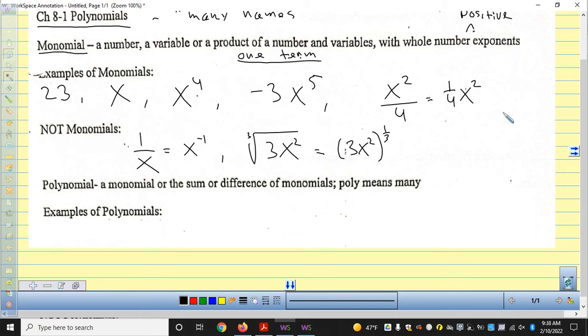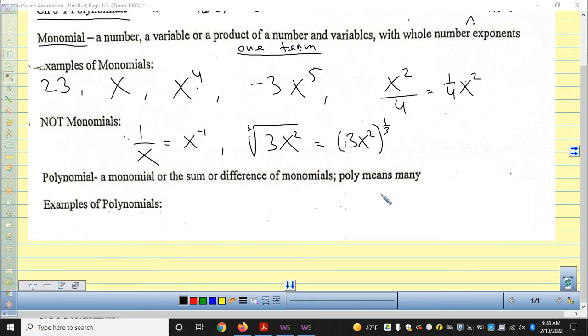All right, we good with the idea of a monomial? And your book will refer to monomials in various ways. We just need to know when they talk about a monomial, they're talking about something like this. All right, a polynomial is a monomial. So a polynomial can have one term or the sum or difference of monomials. So we're adding a bunch of these together.